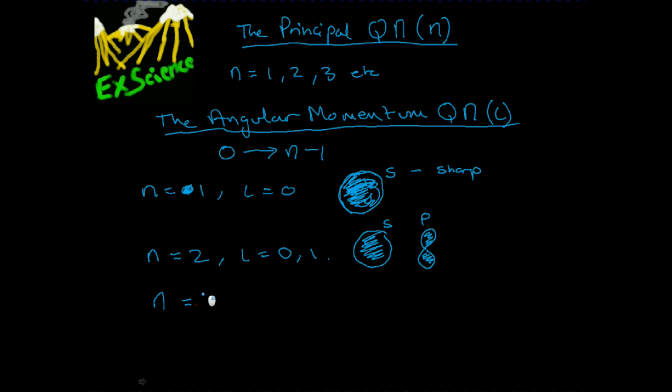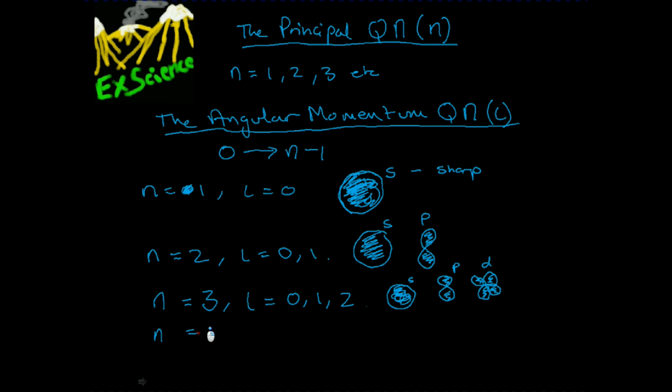When n equals 3, L can equal 0, 1, or 2. So this would give rise to one s orbital, a set of p orbitals, and a set of d orbitals, which have a kind of cloverleaf shape, with an extra lobe on it. That's d orbitals. So again, these are three-dimensional structures.